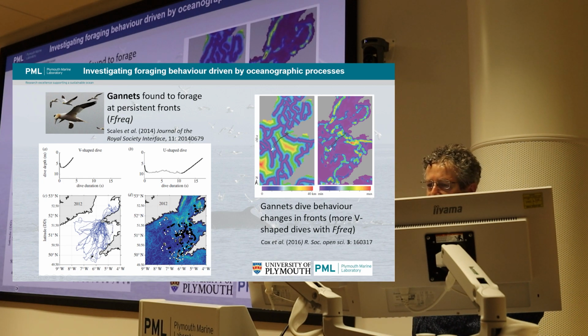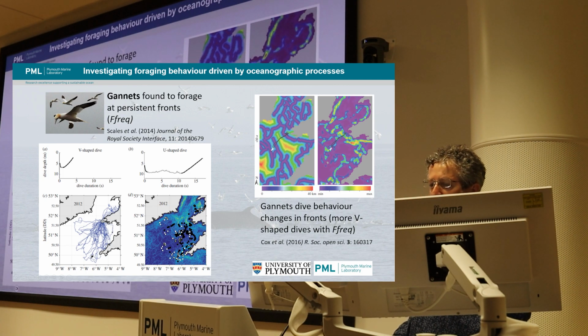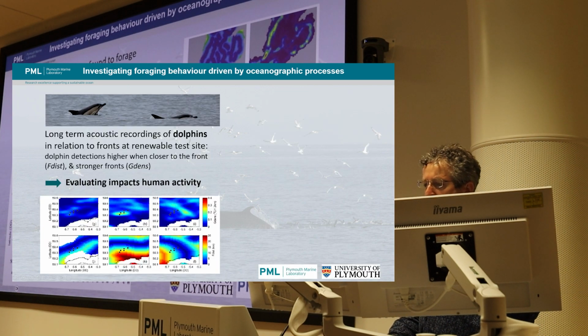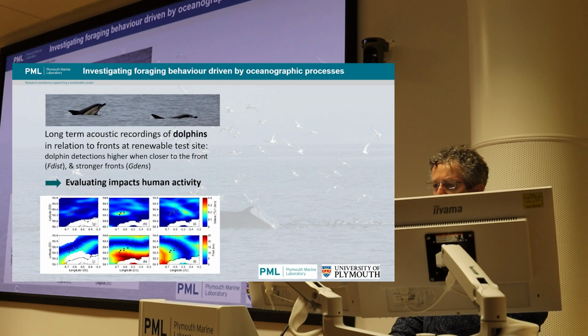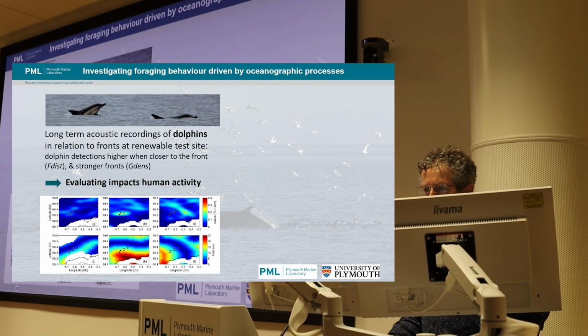But yeah, what's interesting is that their dive shape, if they know there's going to be food there, they do a shorter dive called a V dive, down and up again. But if they don't know they're going to find food, then they do a longer U-shaped dive. So where there's fronts around, they're doing more V-shaped dives.